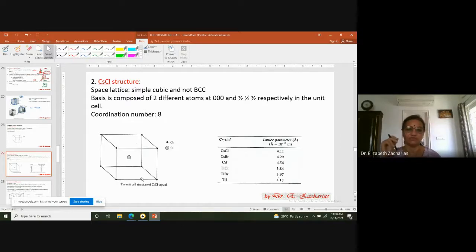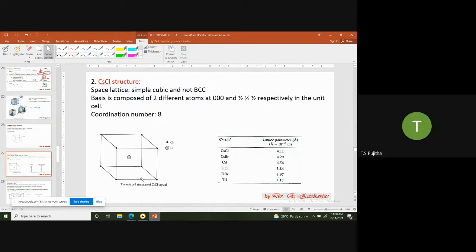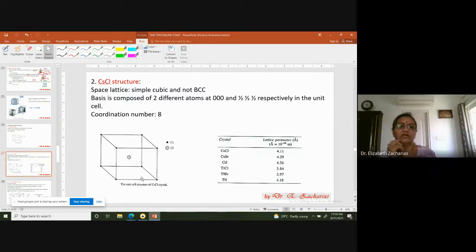Why is it not BCC? Can you tell me? If it was a BCC Bravais lattice, what should have happened? Every lattice point should have been occupied by the same basis. Yes or no? Right. They're different atoms. They are different. So definitely this is not BCC. Guys, please listen. This is not BCC. This is a simple cubic.